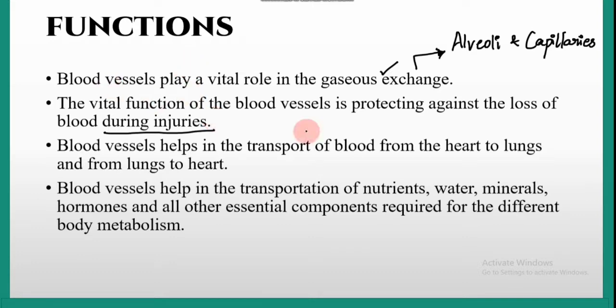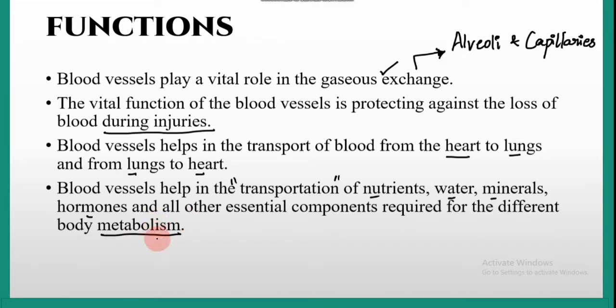Then blood vessels help in the transport of blood from the heart to the lungs and from the lungs to the heart. So in both circulations, from the heart to the lungs as well as from the lungs to the heart, the blood is moving with the help of the blood vessel. The movement happens only inside the blood vessel. Overall, blood vessels help in the transportation of nutrients, water, minerals, hormones, and all other essential components required for the different body metabolism.